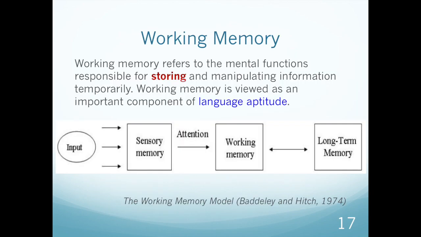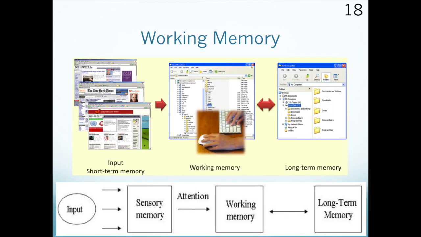Working memory now. It refers to the mental functions responsible for storing and manipulating information temporarily. Working memory is viewed as an important component of language aptitude, and I think we have not mentioned that when we did the lecture on language aptitude. It consists of three different areas, what we call the sensory memory, the working memory, and the long-term memory. And I'm using an analogy here.